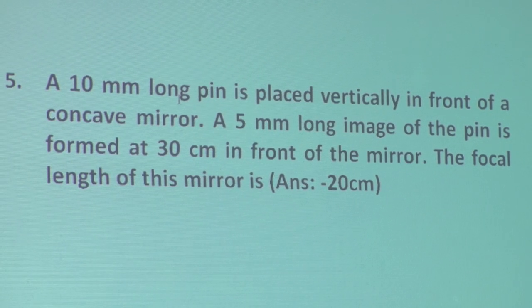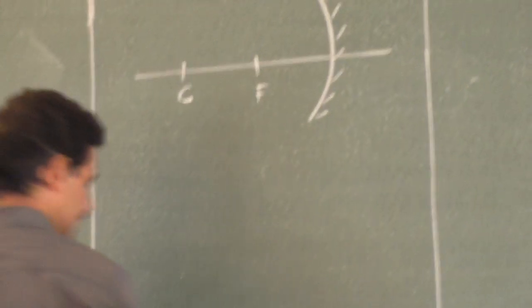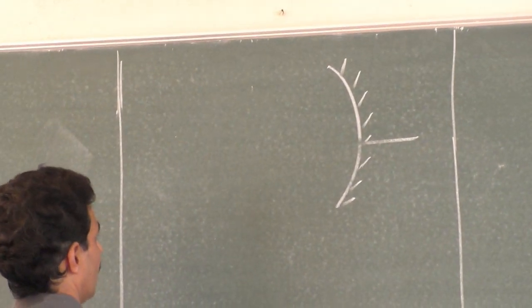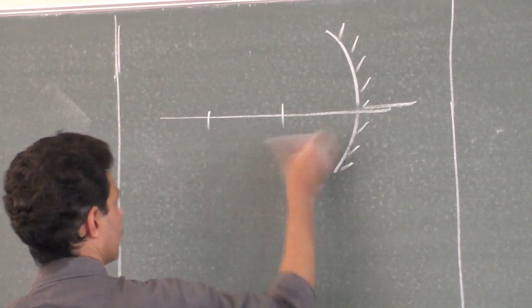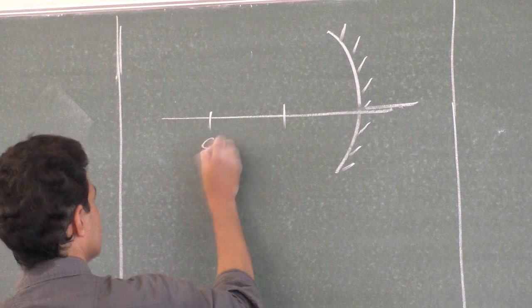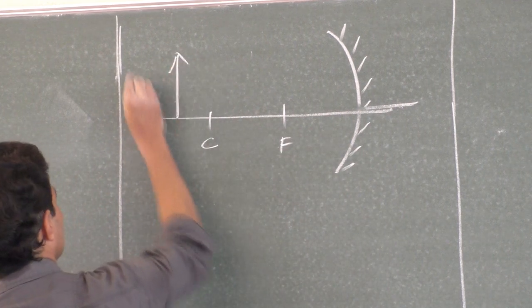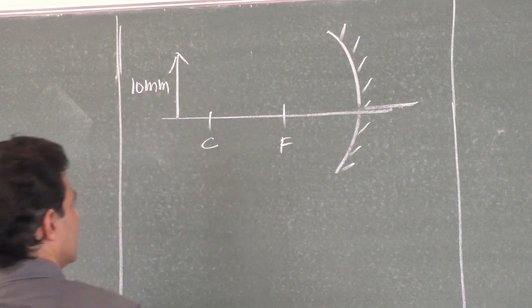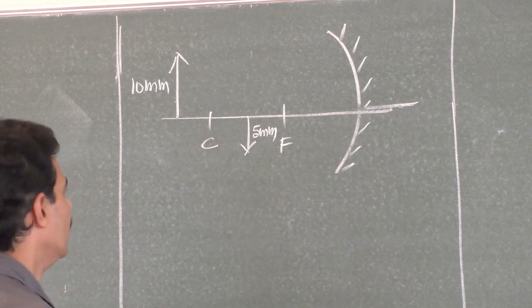Now coming back to the board, let us solve it. With the knowledge of the theory we have, this is the focus, this is the center, and a 10 millimeter long pin is placed in front of the concave mirror. Place the concave mirror in such a way that the light travels along the plus x-axis. The object is 10 millimeter long and should be away from the center; the image is smaller, 5 millimeter. So these are all the things we know.